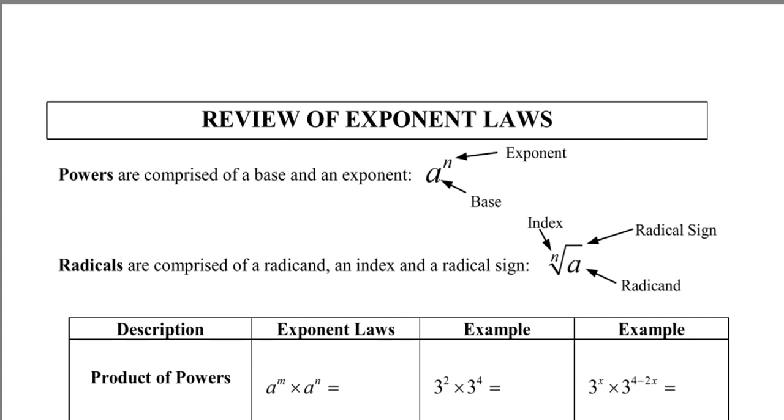A power is comprised of a base and an exponent. The base in this case is a, the exponent is n. Radicals are comprised of a radicand, that's the thing you are taking the root of, an index, that's which root you are taking. So if we're doing a square root, what do you see here for n? Nothing, right? If there's no number in there, then it's a square root. Otherwise, cube root, you'll see a 3, fourth root, you would see a 4. And we've got the radical sign, the radical symbol.